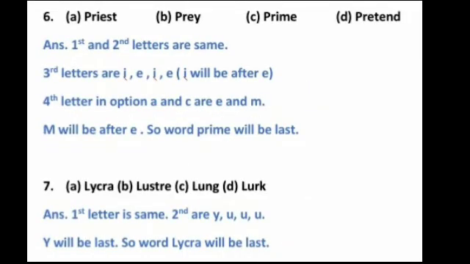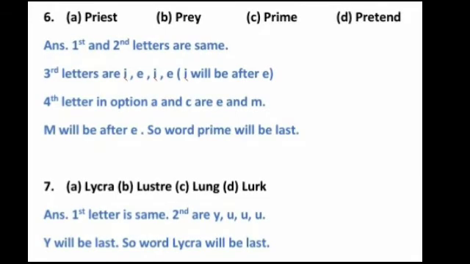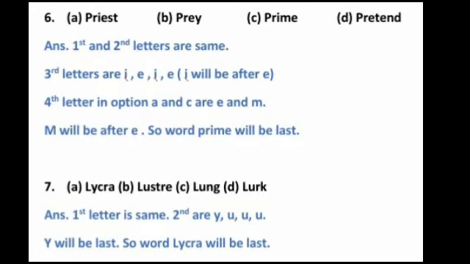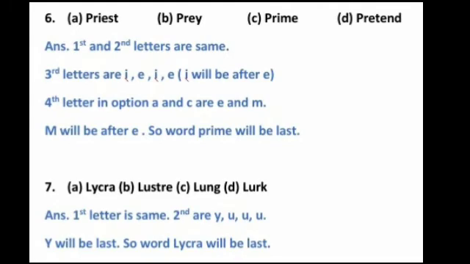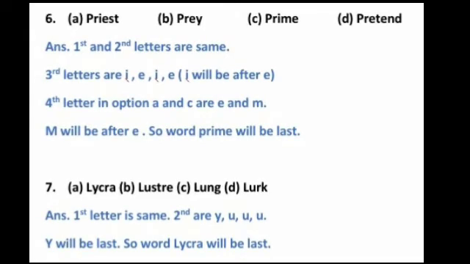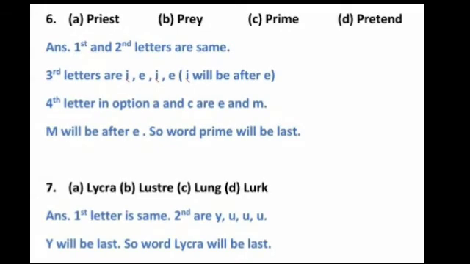Now going to the 6th question. Here 4 words are given. First and second letters are the same in all the words, and the third letters are I, E. So I will be after E, so we have to check the fourth letter in options A and C, which are E and M. As we know that M will be after E, so word prime will be the last.